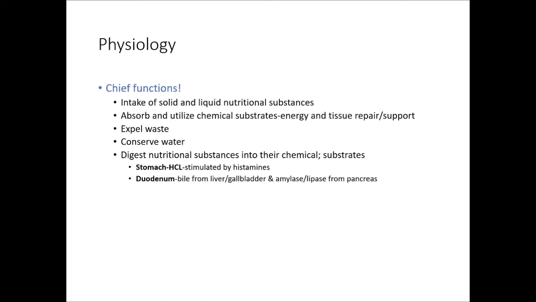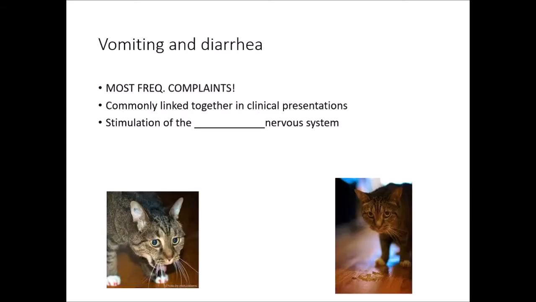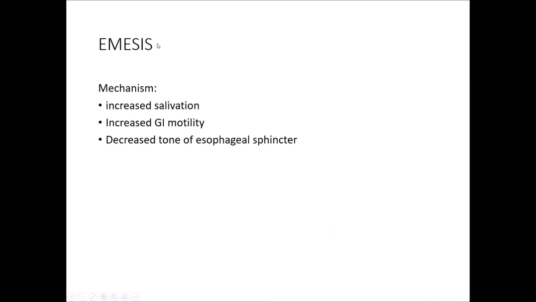Vomiting and diarrhea are probably our most frequent complaints. They're commonly linked together in clinical presentations, so if an animal is vomiting, often it follows that they have diarrhea as well. This is stimulation of the sympathetic nervous system. Emesis is when we vomit. So the mechanism is, first we'll see increased salivation. So if you see an animal that is hypersalivating, chances are pretty good they're going to vomit next. Increased GI motility, the wrong way, and a decreased tone of the esophageal sphincter.